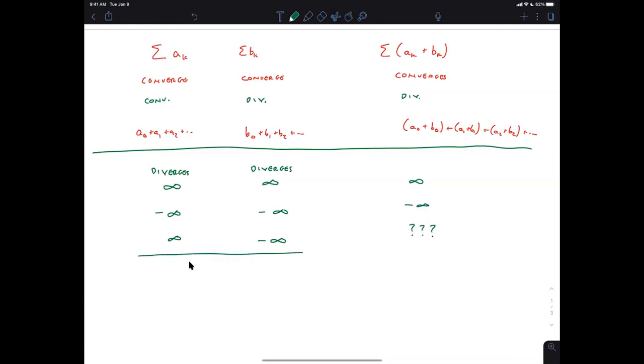What if it does this? What if this one diverges because it bounces 3, 7, 3, 7, and this one then bounces 5, 6, 5, 6.